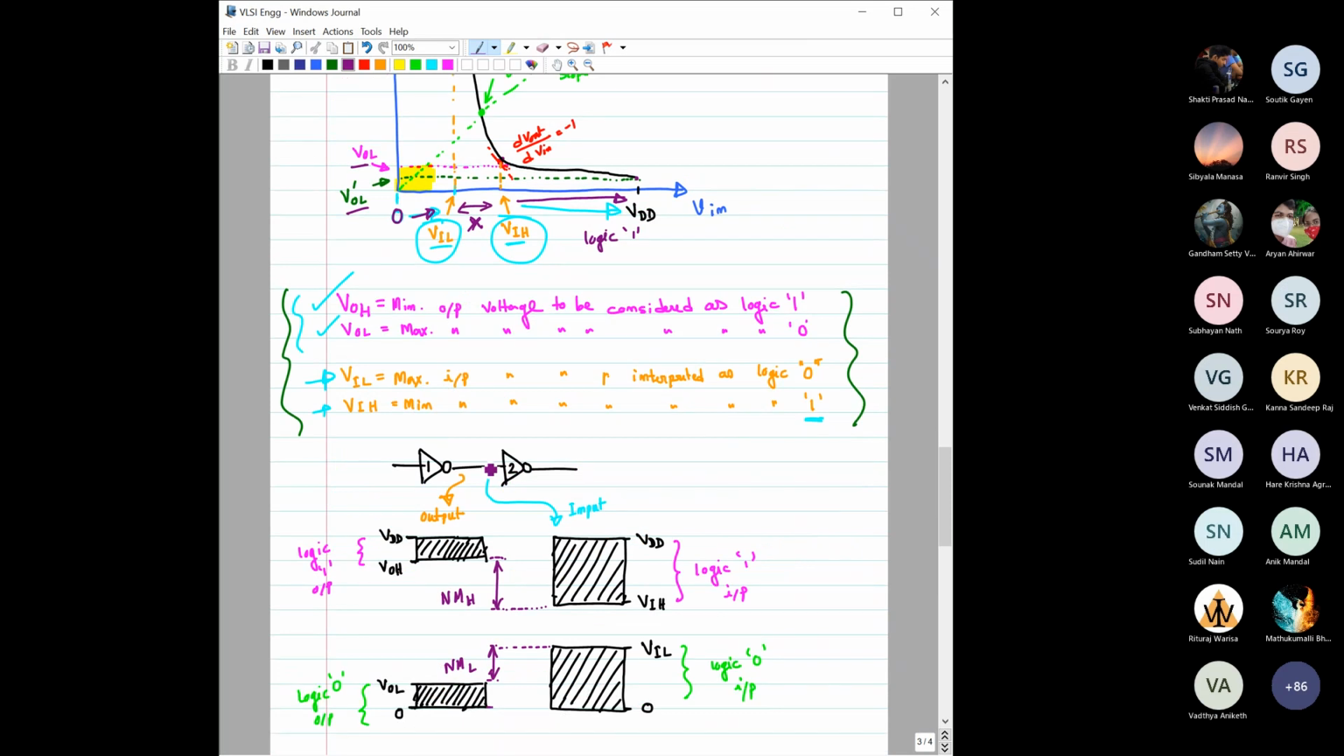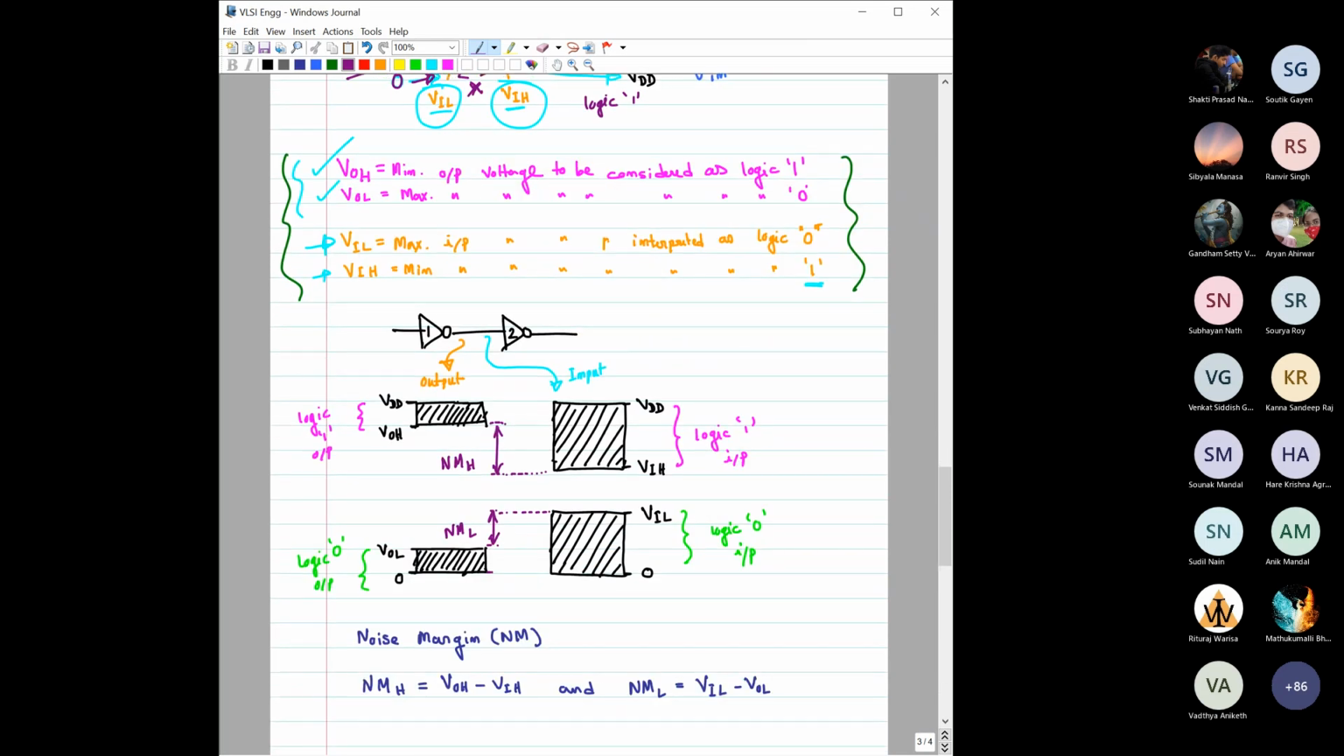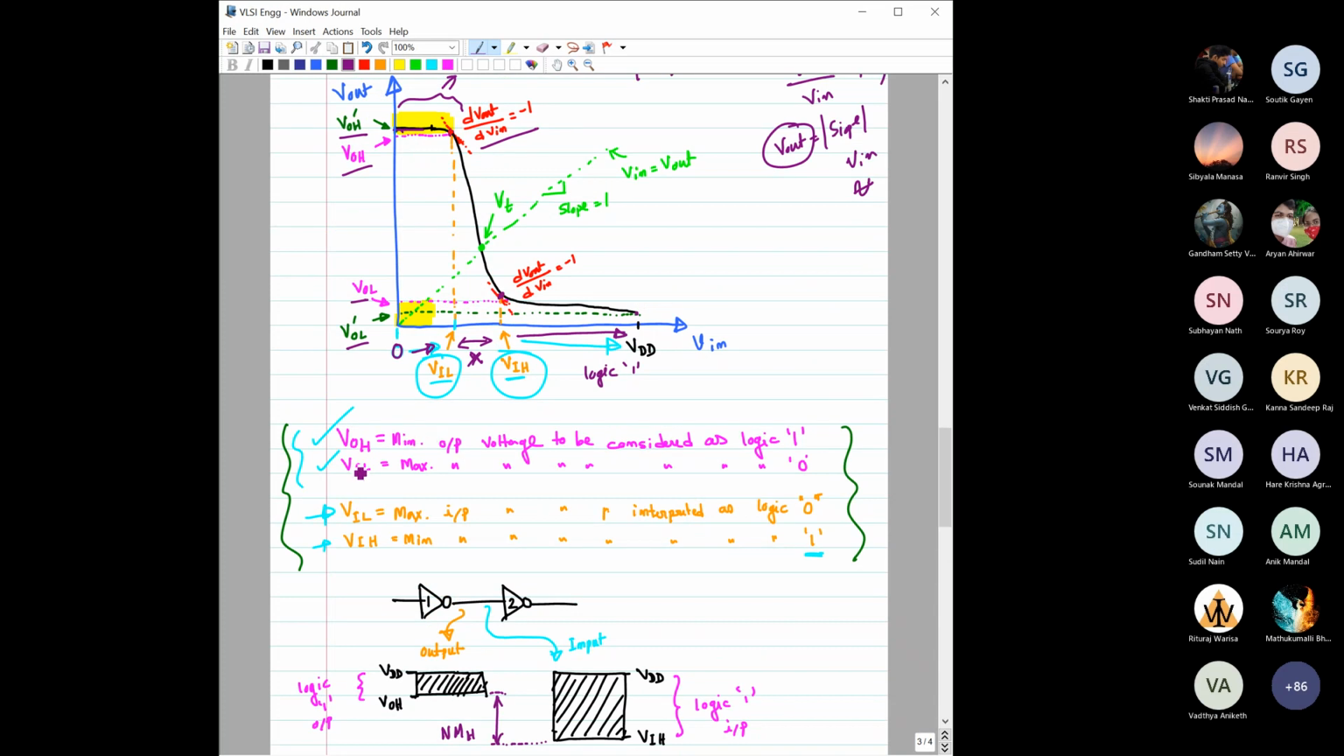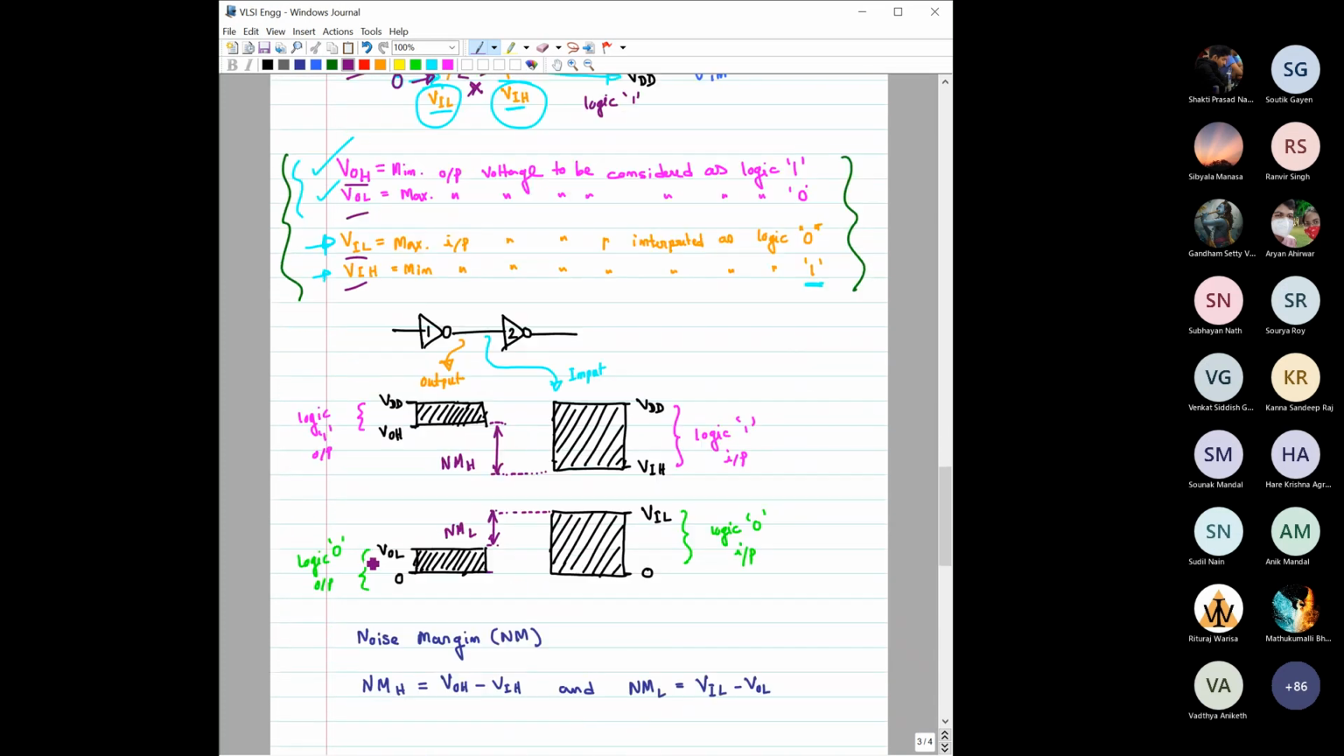Okay, if the definition of these four terms is clear to you, then you can probably understand this very quickly. See, this is very easy. Say one inverter is driving another inverter. You have termed them as inverter 1 and inverter 2. Let us focus only on this output side, not the input side.